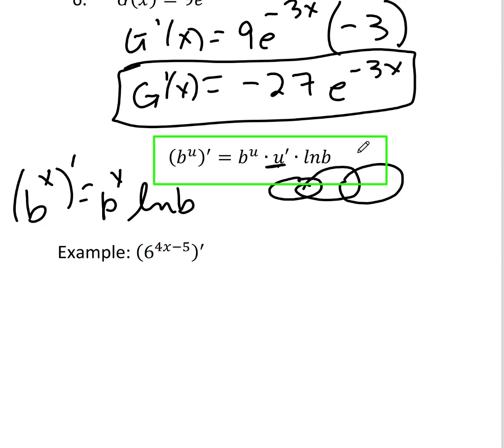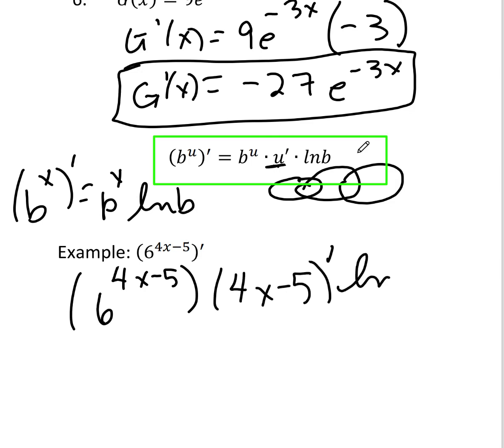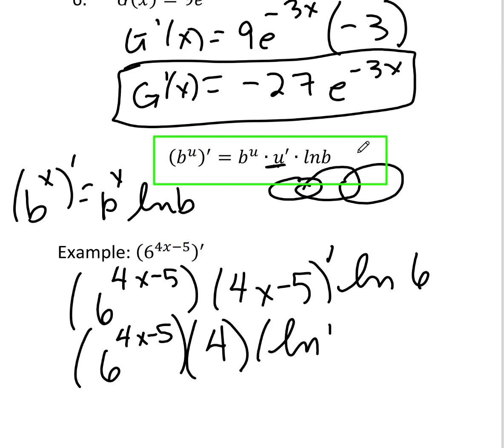So let's start with 6 to the 4x minus 5, and we're taking the derivative. So I start with what I had, 6 to the 4x minus 5. I'll write it the long way. Derivative of 4x minus 5, and then the natural log of the base, which was 6. So I have 6 to the 4x minus 5. The derivative of 4x minus 5 is 4, and then I have the natural log of the base, which is 6.